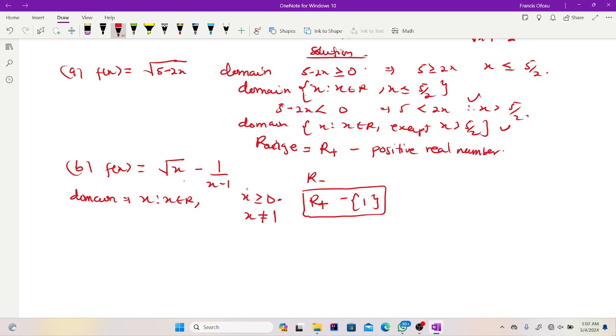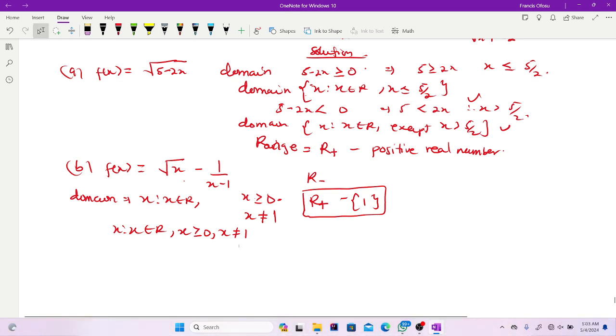Other way around, you can say that x is a member of all real numbers where x is greater than or equal to 0, comma, x is not equal to 1. That is it.